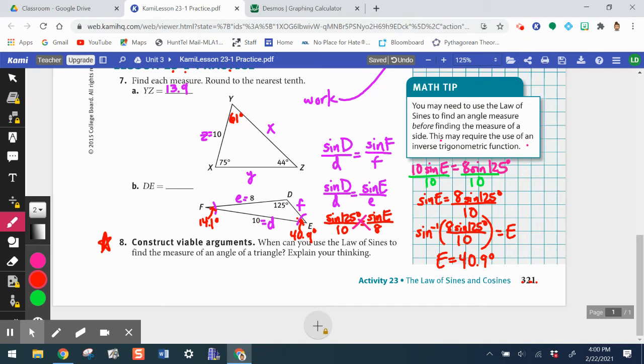So now we have the measure of angle F, so we can go back to this original proportion that we wanted to use and find the opposite side of angle F, which we labeled lowercase f. So I'm actually going to do that work over here. So the sine of D, which we already know, angle D is 125 degrees.